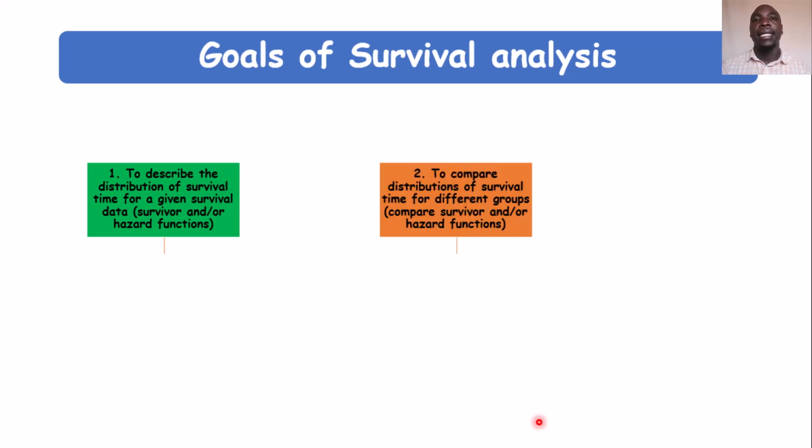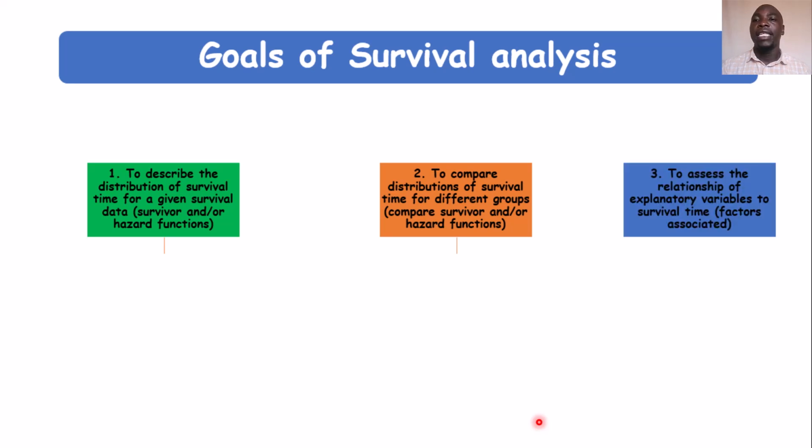And secondly, survival analysis aims at comparing distributions of survival time for different groups. Okay? And lastly, to assess the relationship of explanatory variables to survival time. This is simply looking for factors associated with the survival time.